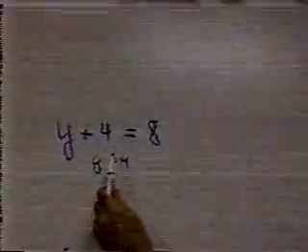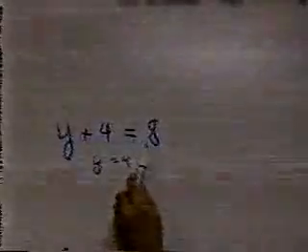Are there other numbers that we put in here? And the answer is no. The only number for a correct solution to make this equal 8 is the letter y. It has one solution. This is a conditional equation. Its condition to be true is for a value of 4 for y.